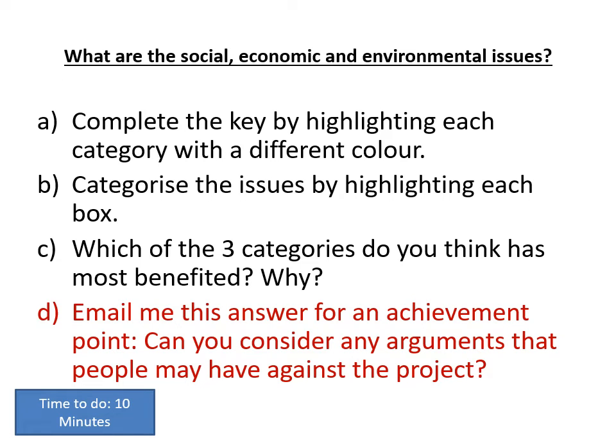Okay, so this is where we're going to need the worksheet and the 3 highlighters. If you haven't got the worksheet printed, don't worry. I'm going to change the slide in just a second and you'll see exactly what it is and you can copy it out. You're going to start by completing the key. You're going to highlight each category with a different color, and then B, categorize the issues by highlighting each box. And C, then you're going to start thinking, which of the 3 categories do you think has most benefited and why? This is a great point to send an answer in for an achievement point and get a bit of feedback. Anyway, I'm going to move the slide on now.